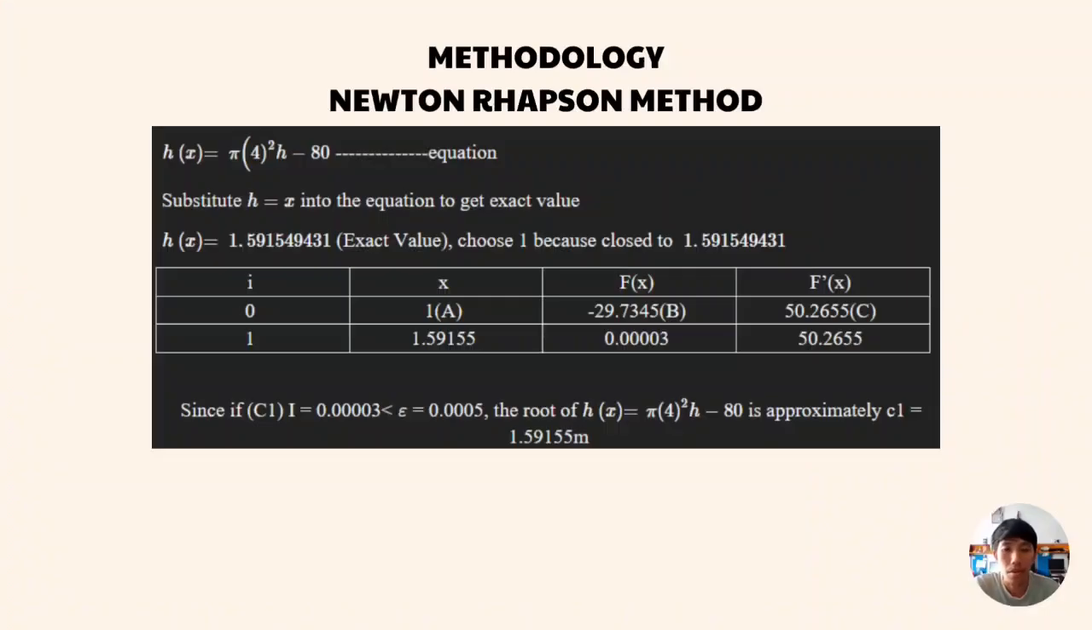Thank you. This is the continuous calculation from the previous method, the bisection method. This method is called the Newton-Raphson method. First of all, we choose 1 because it is close to 1.59. Since c_15 equal to 0.00003 that we got from the 15th iteration in the bisection method is smaller than 0.0005, approximately c_1 equals 1.59 meters.